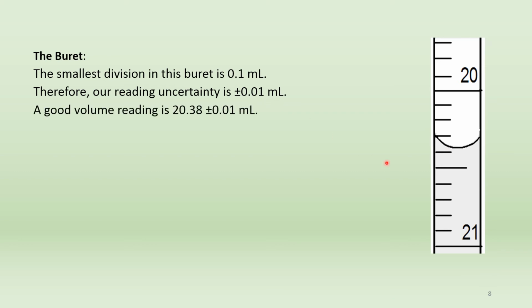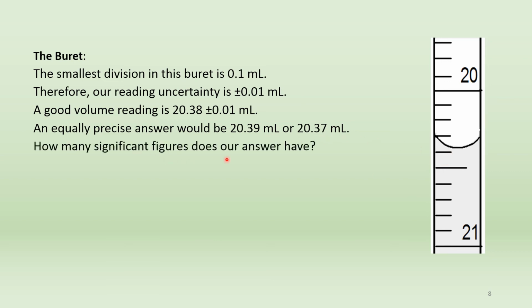So a good reading here might be 20.3, not quite 20.4. I'm going to say 20.38 plus or minus 0.01. Notice again how the precision of the uncertainty is in the same decimal place as the precision of the value. You need to keep those consistent. So an equally precise answer might have been 20.39 or 20.37. How many sig figs does our answer have? Well, it has 4 sig figs because the 2, the 0, and the 3 are all known for sure, and only the 8 is being estimated.